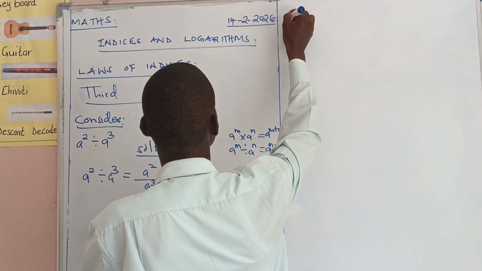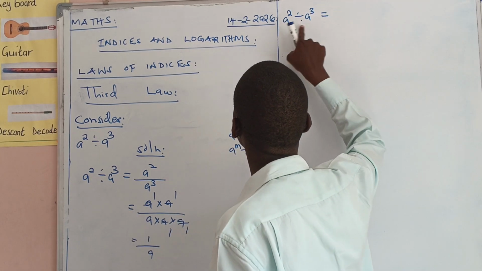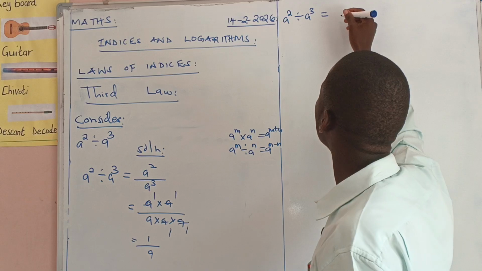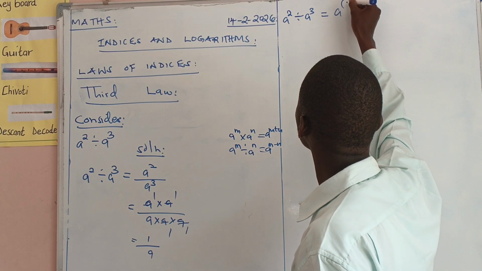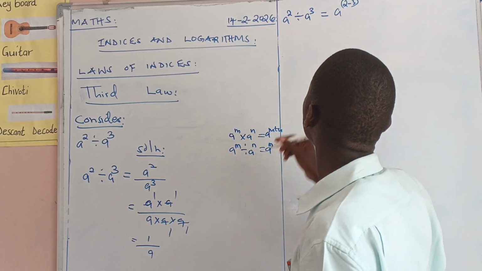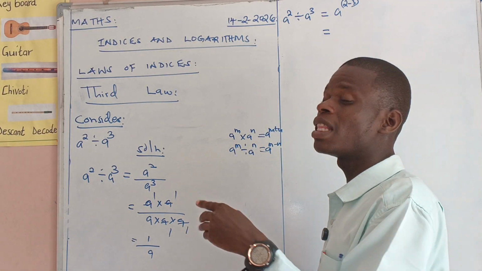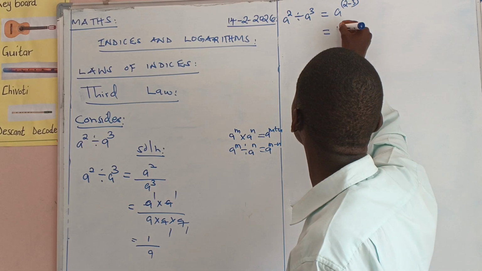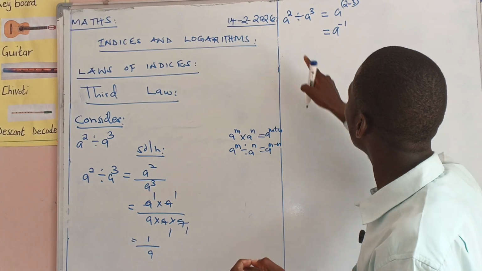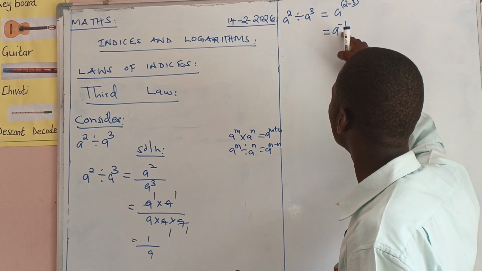So let us use the laws of indices. I have a raised to power 2 divided by a raised to power 3. I'm dividing, and the bases are the same. What do I do to the powers? We subtract the powers. So it will be a raised to power 2 minus 3. What do I have? 2 minus 3: a smaller number minus a bigger number is the negative of the bigger number minus the smaller number. So it is a raised to power negative 1. Wow! So a raised to power 2 divided by a raised to power 3, which is a raised to power 2 minus 3, is now a raised to power negative 1.